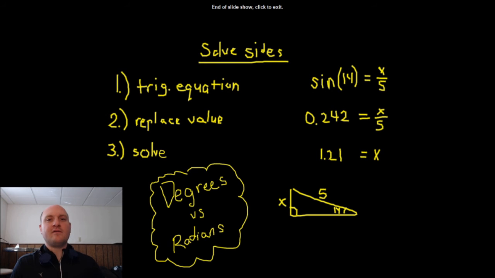In the end, there are a few steps to take when solving a trig function in a problem. First, write your trig equation out to represent the situation. Second, replace the trig expression with the value. And finally, cross-multiply and solve. Remember, your calculator needs to be set up for degrees in order to do this type of question.